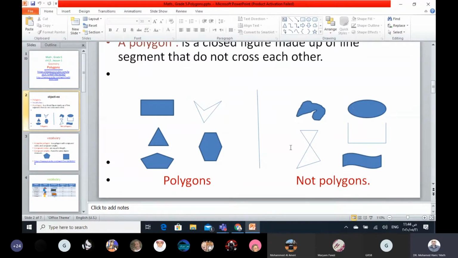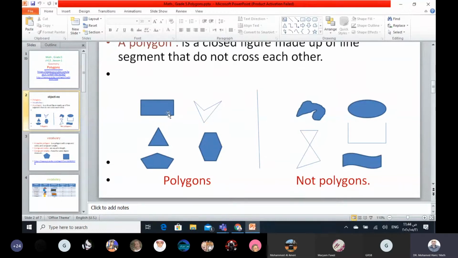So the first set here on the right, all shapes here are not polygons. Why? The first one, we don't have a straight line. As you see here, we don't have a straight line. And as you see here, we don't have a straight line. And the circle is not a polygon because the circle doesn't have a straight line. And in this shape, we have an open shape. So this is not a polygon. And here we don't have a straight line. And here we have a cross. When you have a cross in the shape, it means this shape is not a polygon.